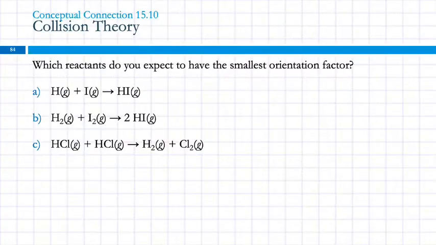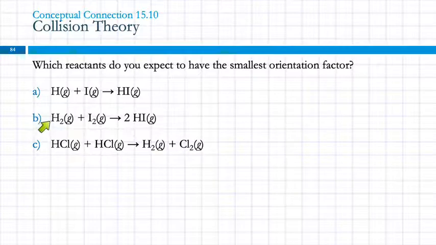So then we look at these different reactions here. The smallest orientation factor says that this is going to be something kind of complicated, right? That it's not going to line up very well. So if we look at the first one, we have 2 atoms colliding, and they're going to have an orientation factor that's close to 1, right? Because they're symmetrical. And then we've got this H2 and the I2. Is that going to be closer to 1 or closer to 0? Probably closer to 1, right?